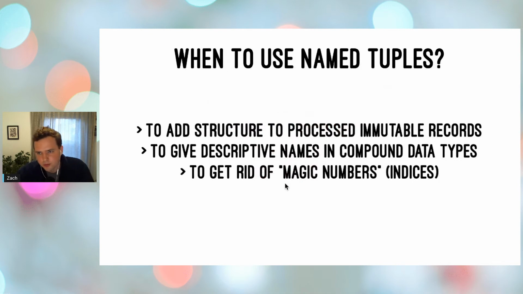So when would you use named tuples over a regular tuple? Anytime I'd say you want to add structure to processed immutable records, if you want to give descriptive names in compound data types, and to get rid of those magic index numbers. I think a lot of times when you're refactoring code, you can see, well, we're going to take this tuple and just the third element out of it. We're going to pass that along to some downstream function. You can really improve that by assigning names that are descriptive and conveying to anyone who's reading the code what actually the third element of the tuple means.